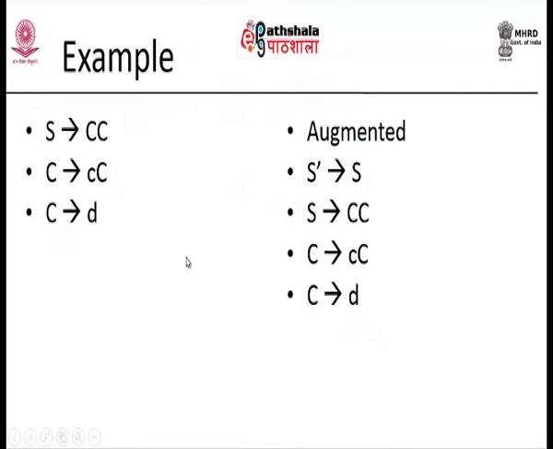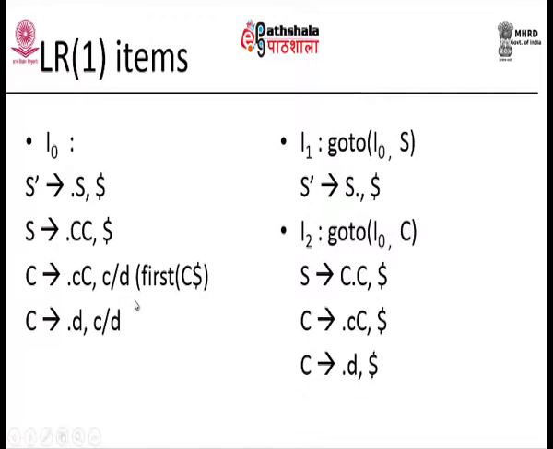So, let us say that you have the grammar S produces capital C, C produces C capital C and C produces D. Let us say the augmented grammar will be S dash produces S, S produces C and C produces small c capital C and C produces D. So, the same grammar is added with the initial production alone being different. So, I naught will start with S dash produces dot S with a dollar at the end.